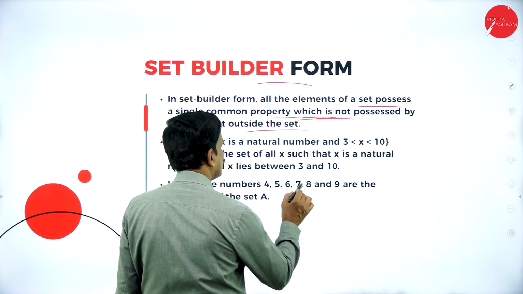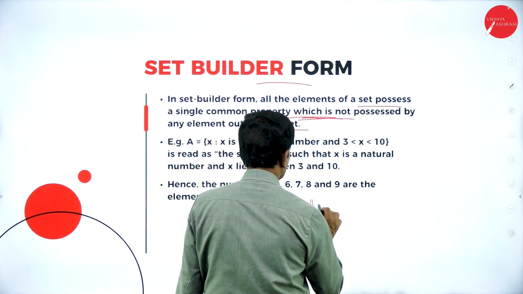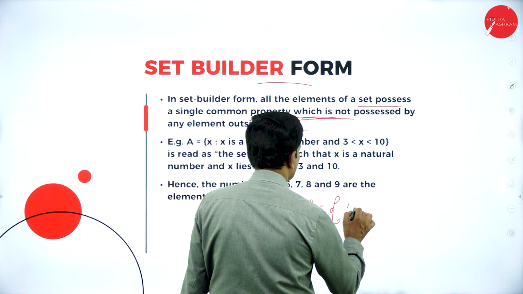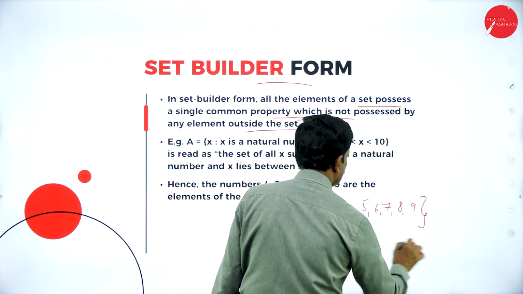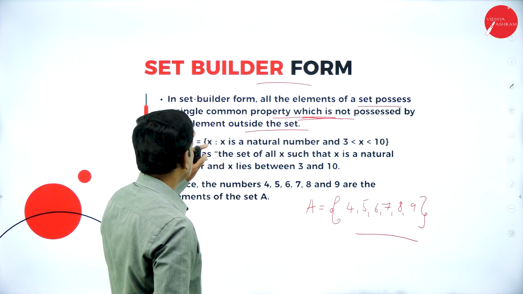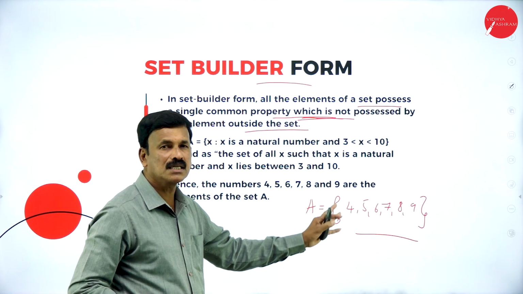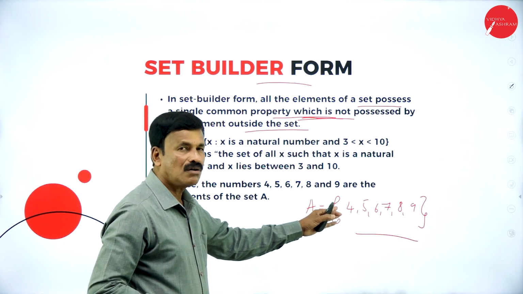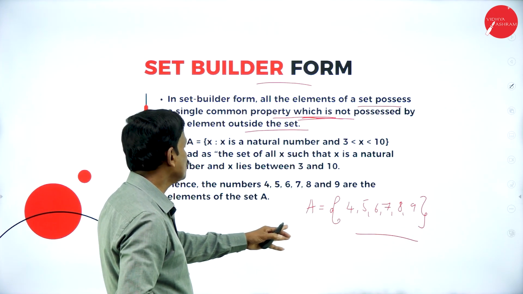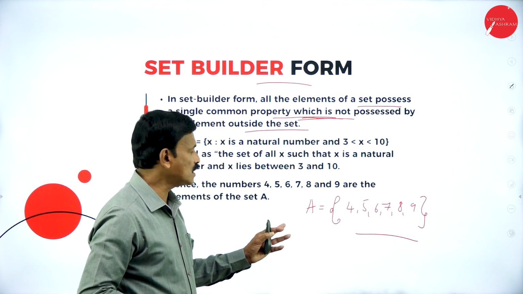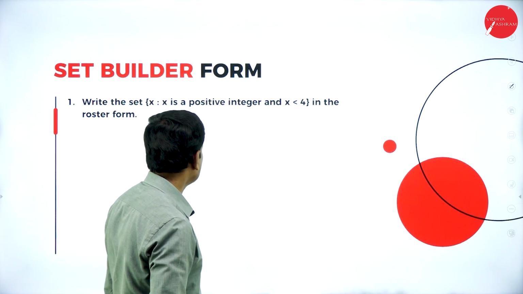4, 5, 6, 7, 8 and 9 are the elements of the set A. So that is denoted as A is equal to the set containing 4, 5, 6, 7, 8 and 9. This is how we represent the elements of a set using set builder form. This has only a single property: all the elements of x lie between 3 and 10. The natural numbers between 3 and 10 are 4, 5, 6, 7, 8 and 9. Right. Now move on to the second example.